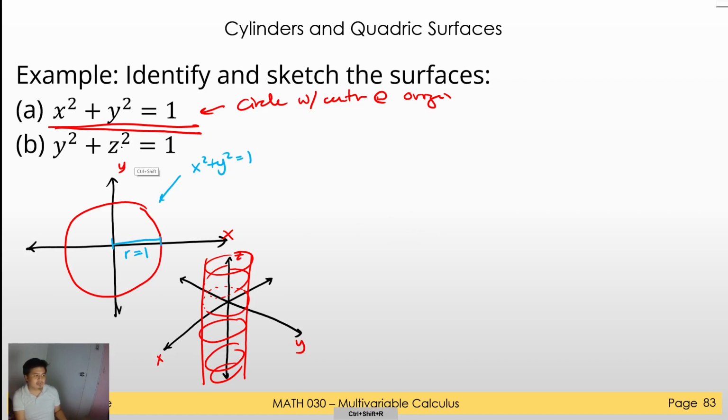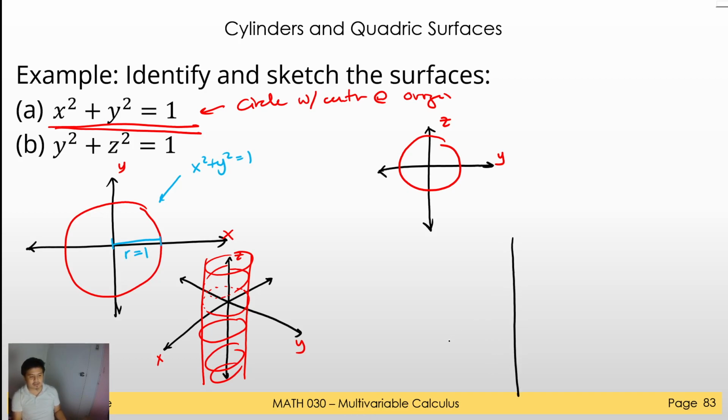For the second one, we have y squared plus z squared equals 1. We can imagine a similar approach. Let's say this is your z-axis and this is your y-axis. This is a circle as well, as we know it, and this will be your graph. If we do this in three-dimensional space, x is lacking, so we are translating along the x-axis. So if this is z, this is y, and this is x, we can imagine this is your graph.